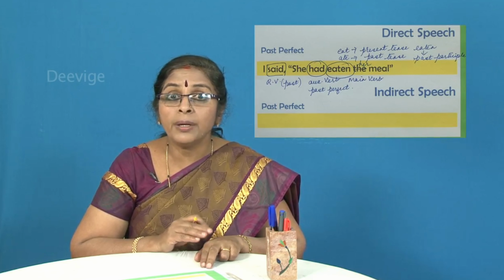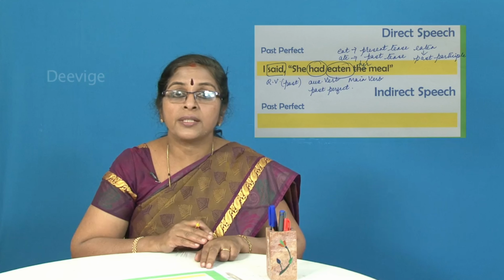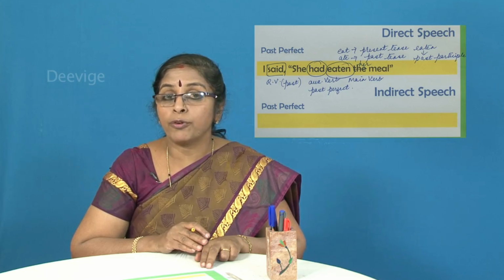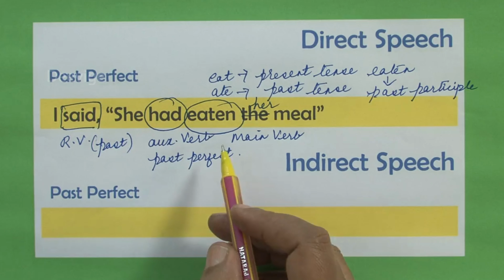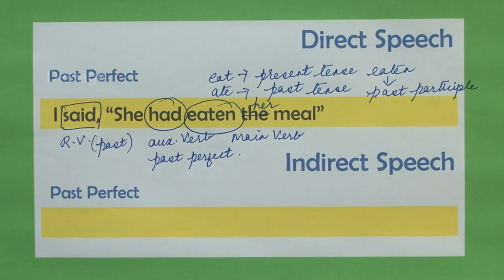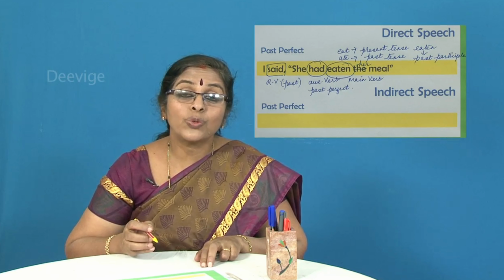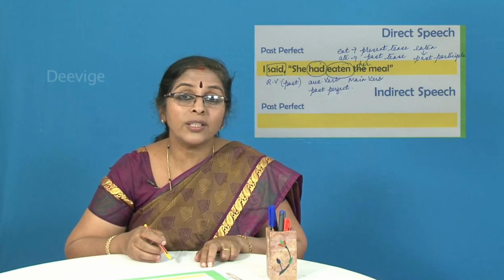So, every verb will therefore have three forms: the present tense, the past tense and the past participle form. So, for some words like eat, the past participle form changes from eat to eaten. Eat is the present tense, the past tense of eat is ate. So, what do you call such verbs? You call them irregular verbs.